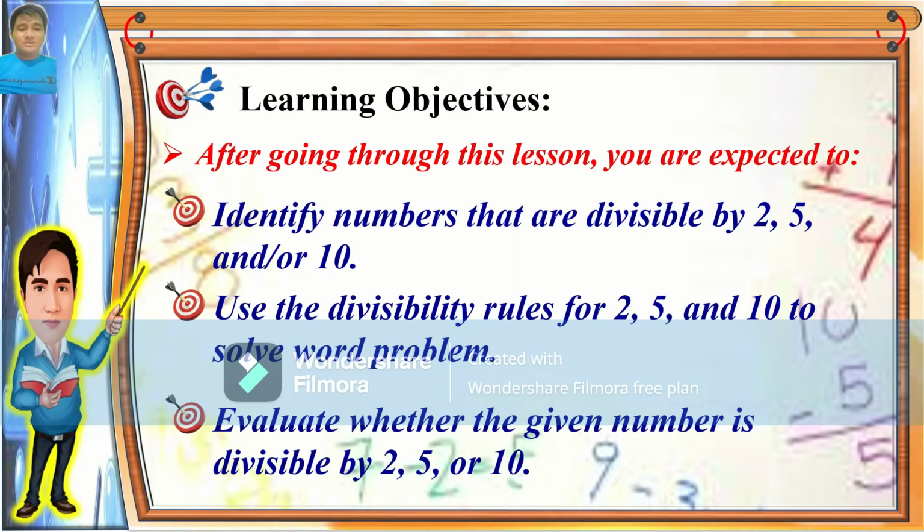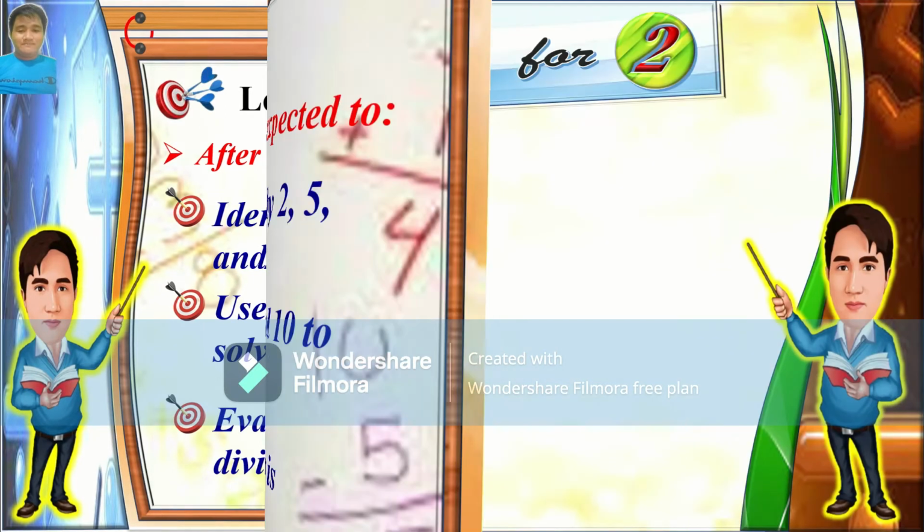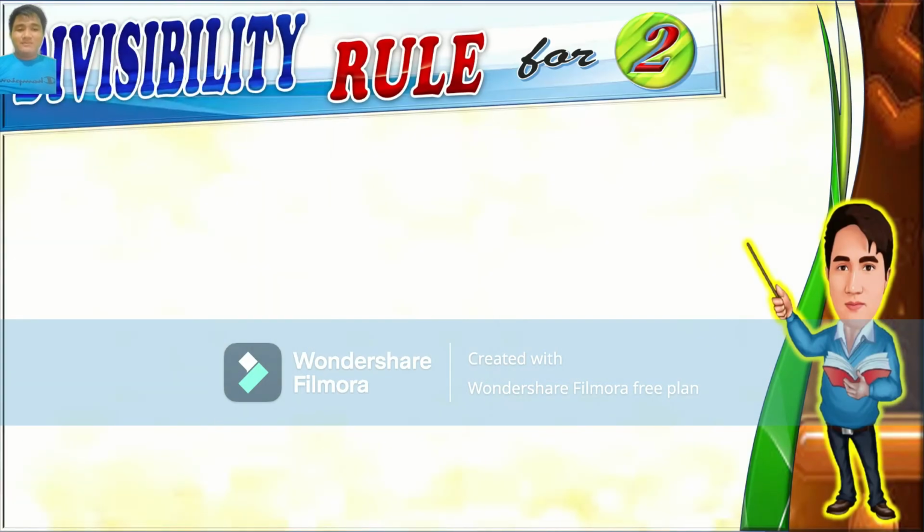And the third one is you are going to evaluate whether the given number is divisible by 2, 5, or 10. Meaning to say you are going to analyze and explain the reason why the number is divisible by 2, 5, or 10. Okay, are you ready? Now, let's talk about divisibility rules for 2.